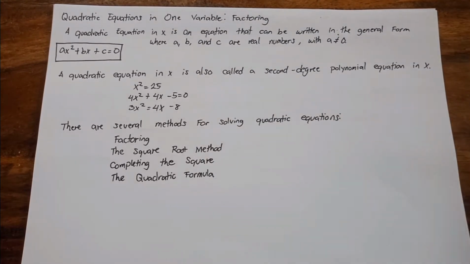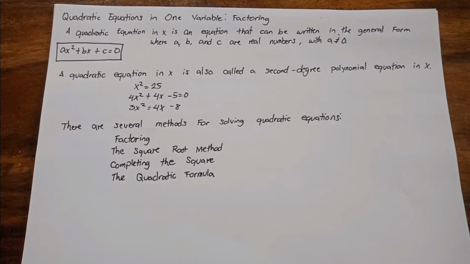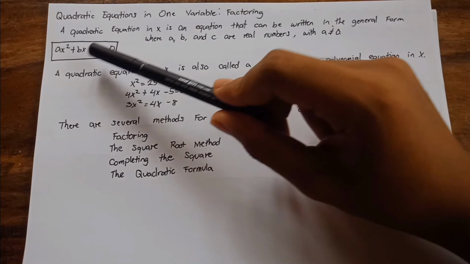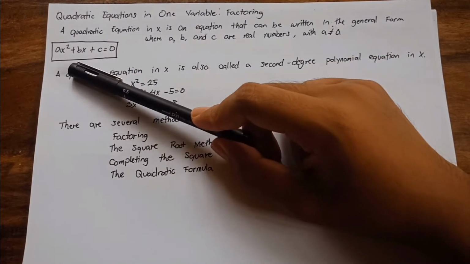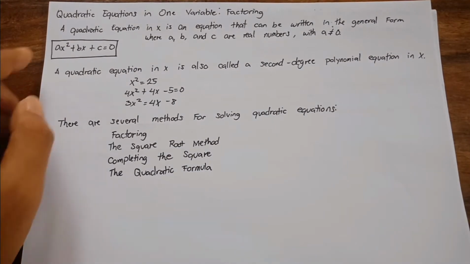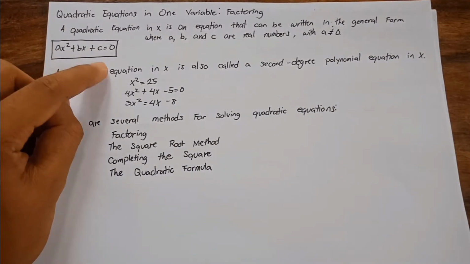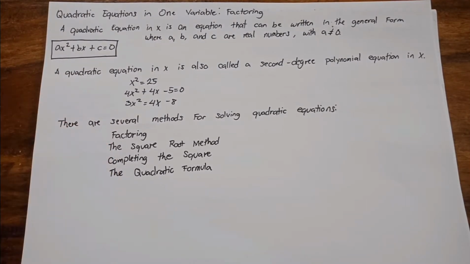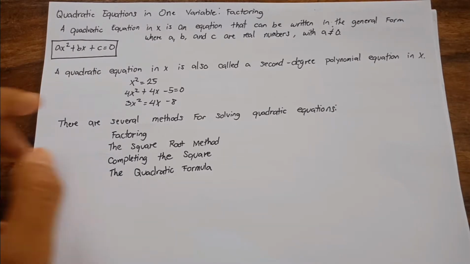A quadratic equation in x is an equation that can be written in a general form where a, b, and c are real numbers with a not equal to 0. So, magiging ganito ang ating equation: ax squared plus bx plus c equals 0. A quadratic equation in x is also called a second degree polynomial equation in x.